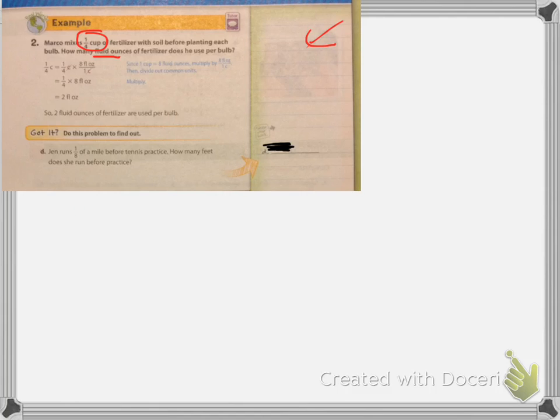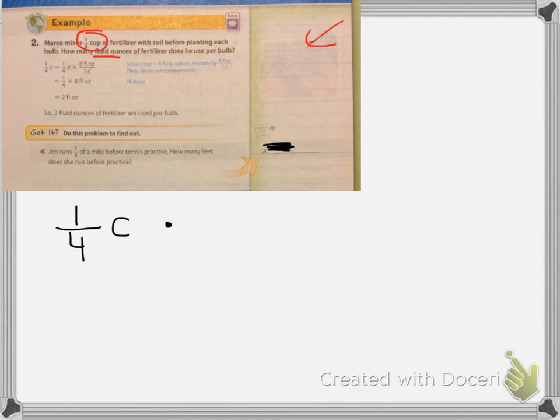So let me go ahead and put that in black. So we're starting with 1/4 of a cup, and it says Marco uses 1/4 of a cup of fertilizer with soil before planting each bulb. How many fluid ounces of fertilizer does he use per bulb? So all they're really asking you to do is take that 1/4 of a cup and convert it into fluid ounces. So we're going to look on our conversion table.